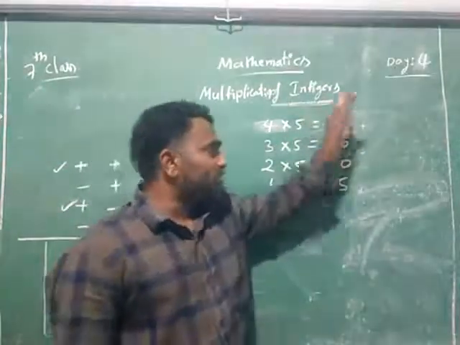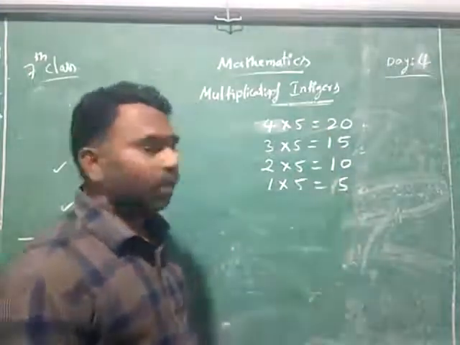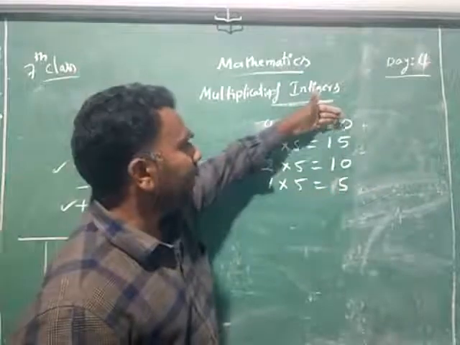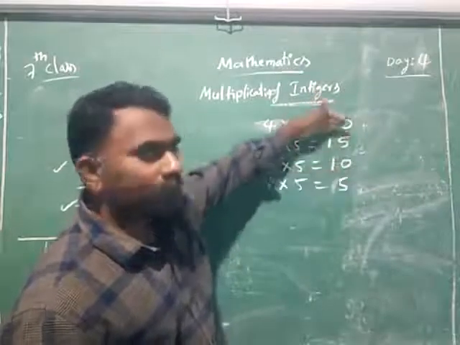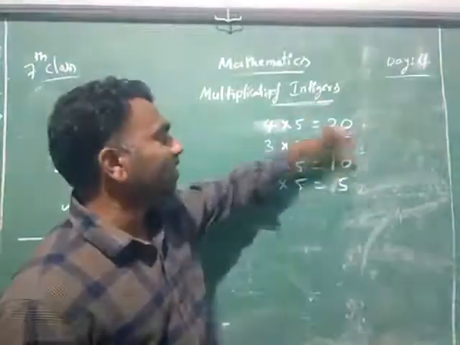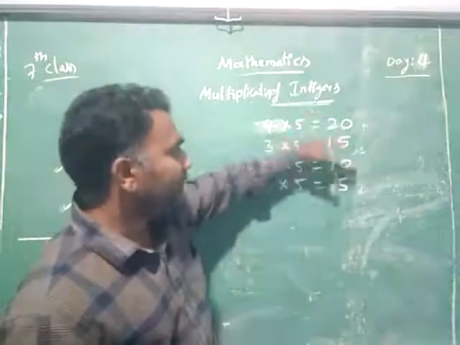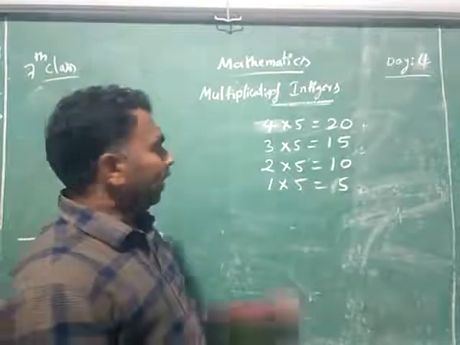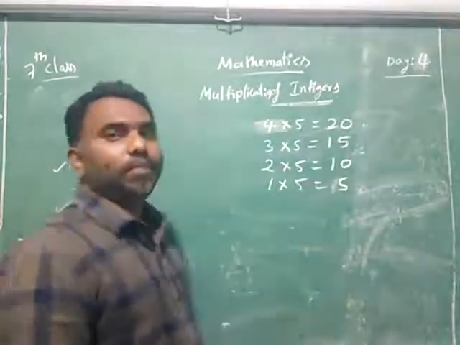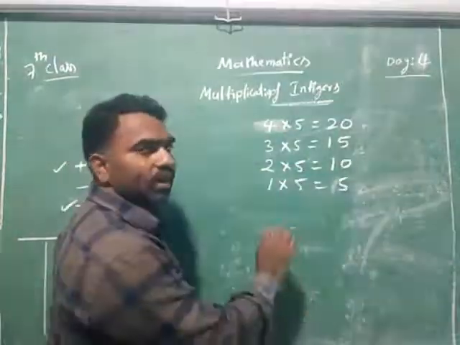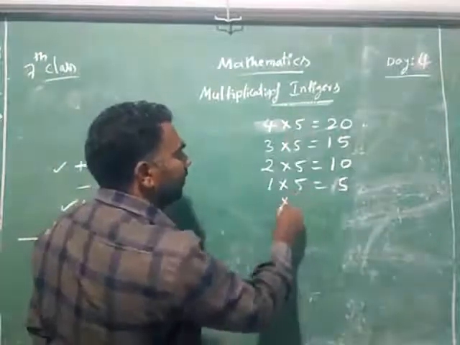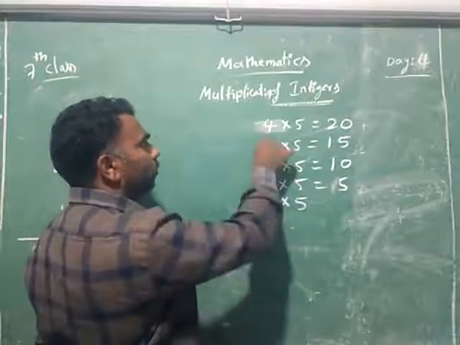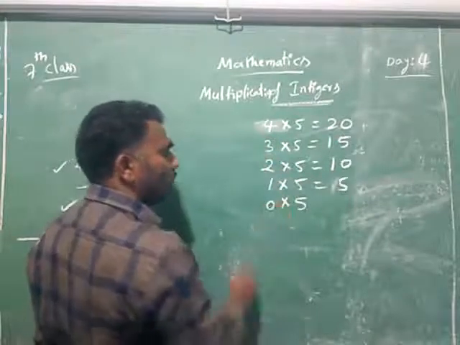Find out the answers. What is the answer sequence? 20, 15, 10, 5. What is happening here? 5, 5 decreasing. From number to number, 5 is decreasing. 20 to 15, 5 decreased. 10, 5 decreased. 5, 5 decreased. Now, can you continue the sequence like that? Yes, easily we can continue. How? Because it is into 5, the same. But this number is going to decrease: 4, 3, 2, 1, 0.